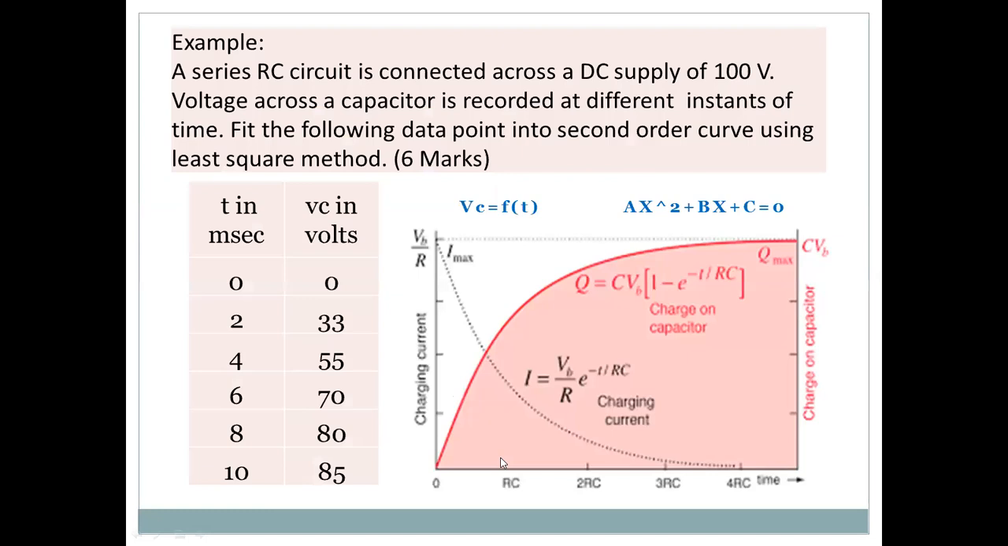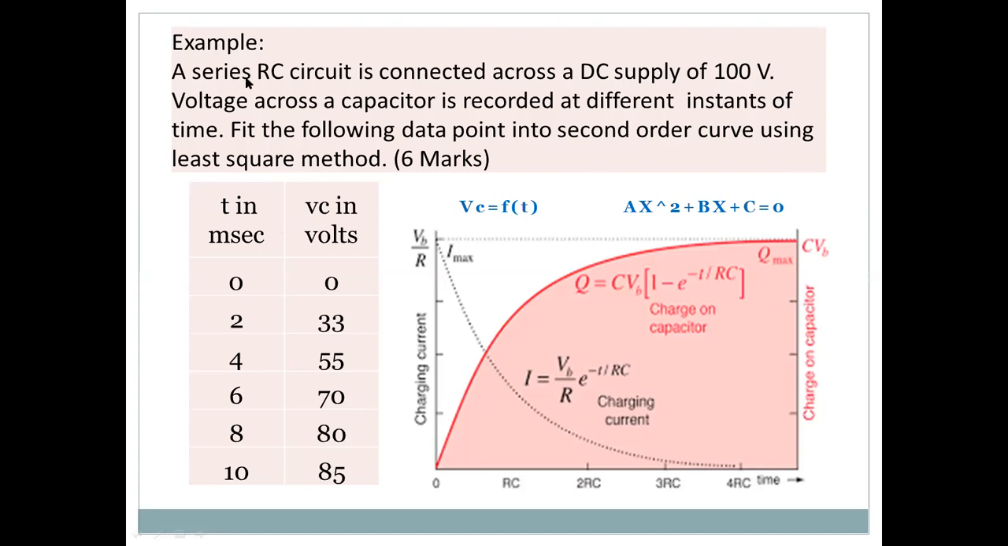Now here, one example we have to solve. In this example, a RC series circuit is connected across a DC supply of 100 volts. Now as we know, the relationship between voltage and the time across a RC circuit is not linear, it is an exponential one. So we have to fit the second order curve for the given data points, which are given time in seconds and voltage across capacitor in volts.